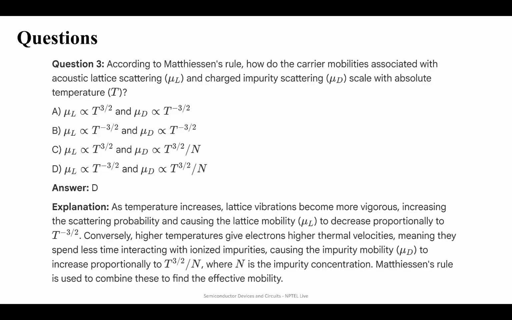Conversely, at higher temperatures, electrons have higher thermal velocities, meaning they spend less time interacting with ionized impurities, causing the ionized impurity mobility to increase proportionally to T power 3 by 2 divided by N, where N is the impurity concentration. And Matthiessen's rule is used to combine these two to find the effective mobility.